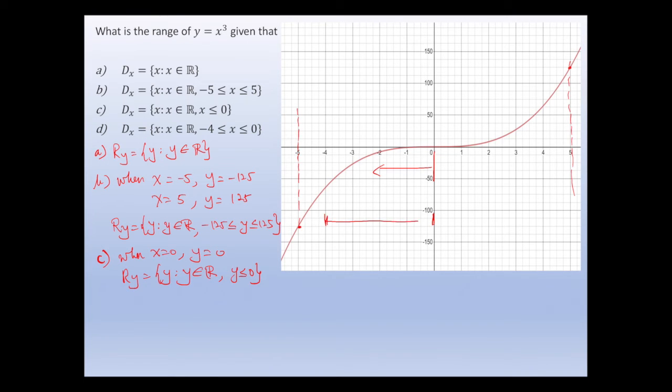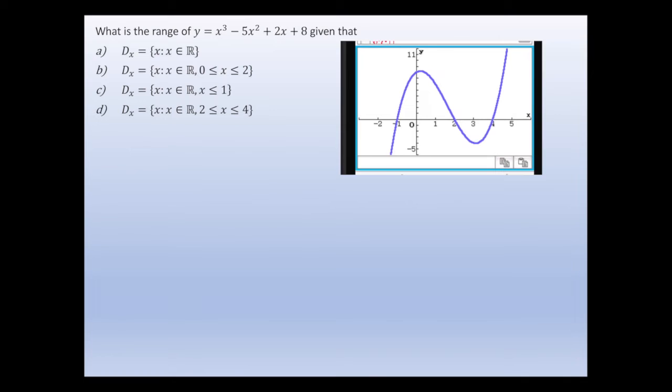And for part D, we are actually looking at the domain between 0 and -4. So here we know that when x equals -4, y equals -64. Therefore, the range of y is such that y is a member of the real numbers and is from -64 to 0.